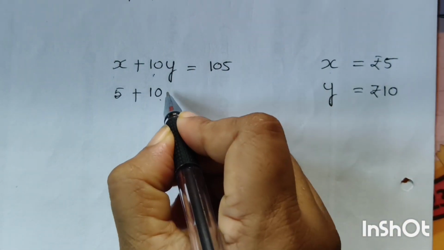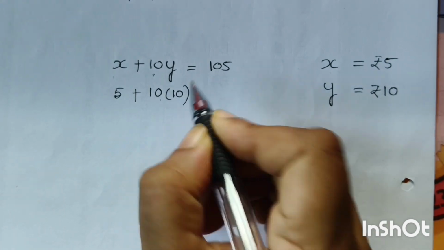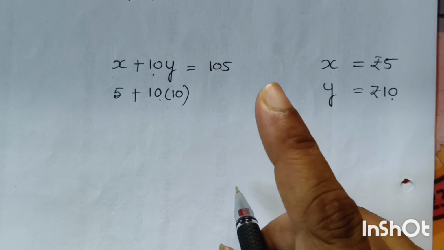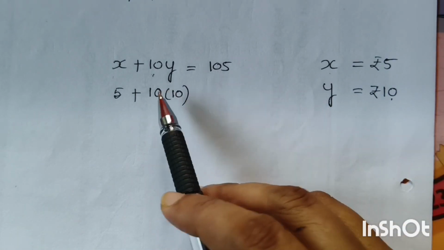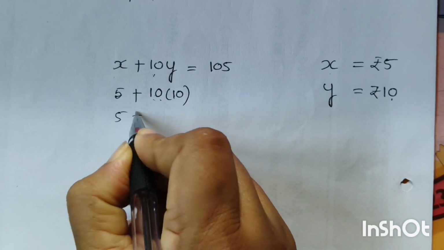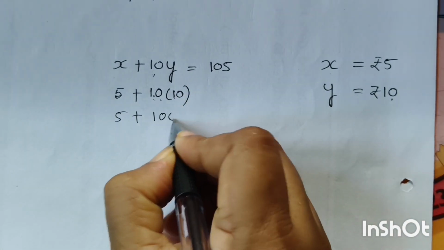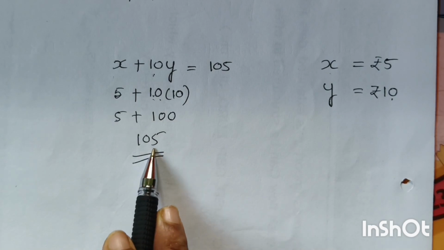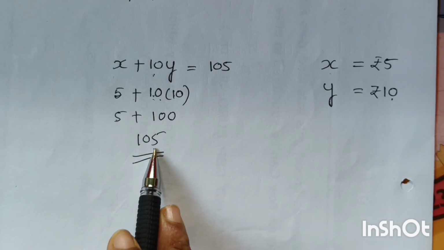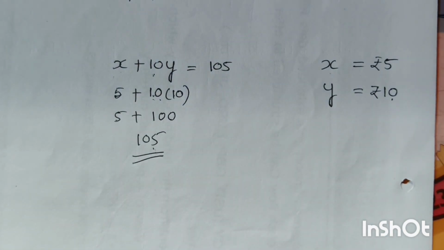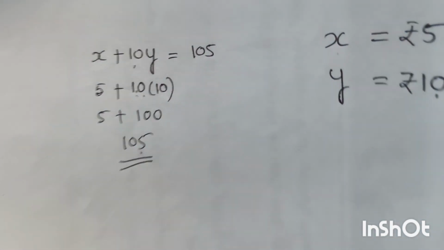So, how much money does he have to pay? 10 into 10. For 1 kilometer, we got 10 rupees. But how much has the customer travelled? 10 kilometers. Therefore, 10 into 10, which is 100. Therefore, the total amount paid by him is 105. This 105 includes both the fixed charge and the charge per kilometer. Now, let me explain the second one.